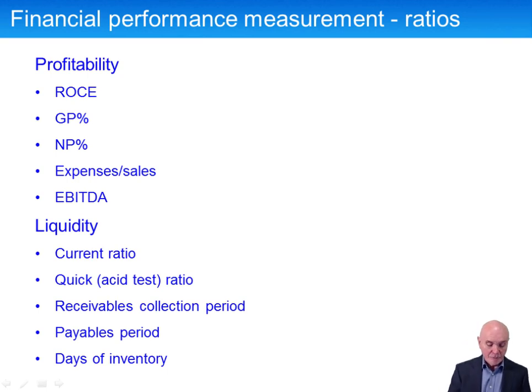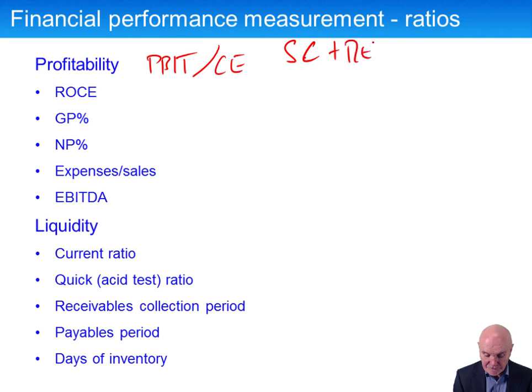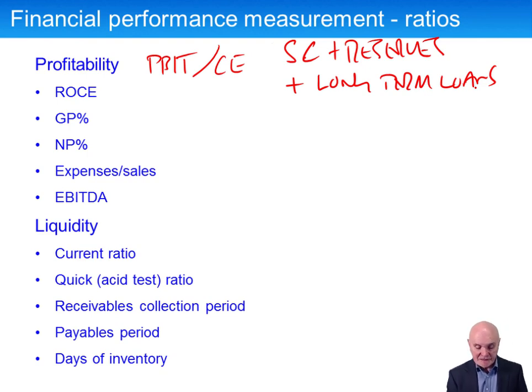So the return on capital employed. What is the return on capital employed? Well, it is the net profit, before interest and tax. So it's a profit before interest and tax divided by the capital employed. And the capital employed is the share capital plus reserves plus long-term loans. So it's a profit before interest and tax divided by the capital employed, share capital, reserves, any preference shares if there are any of those, and long-term loans.